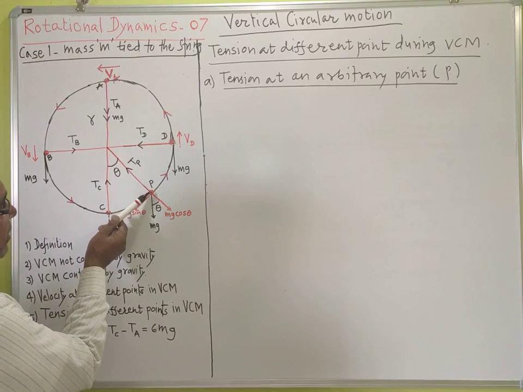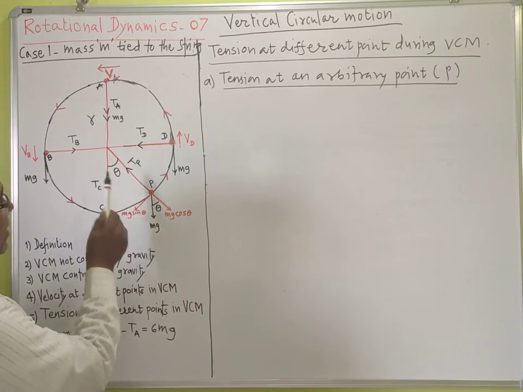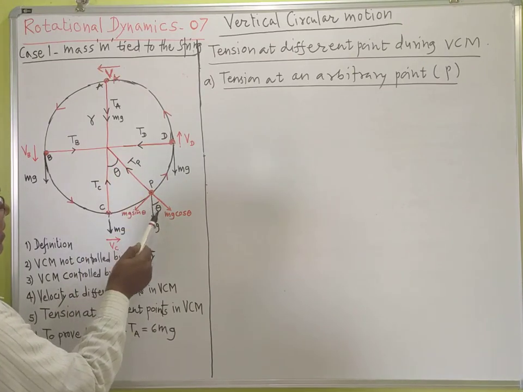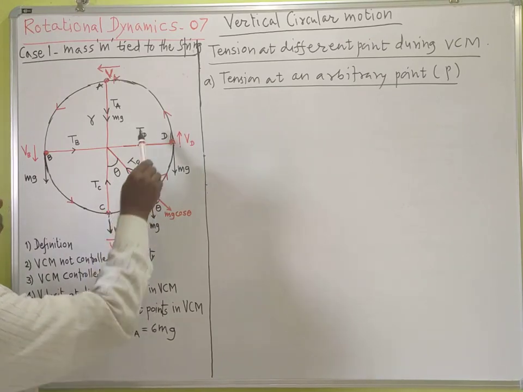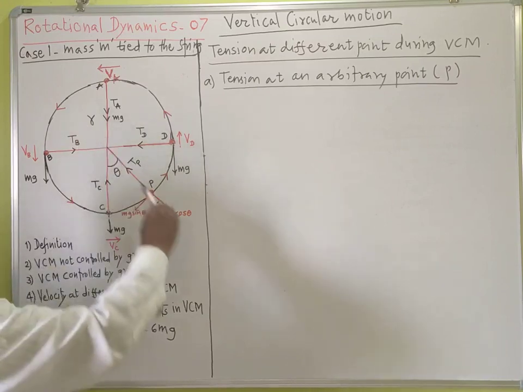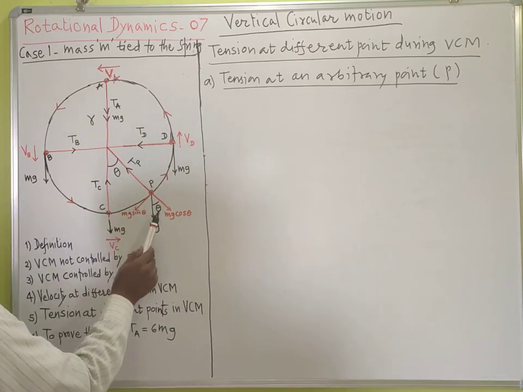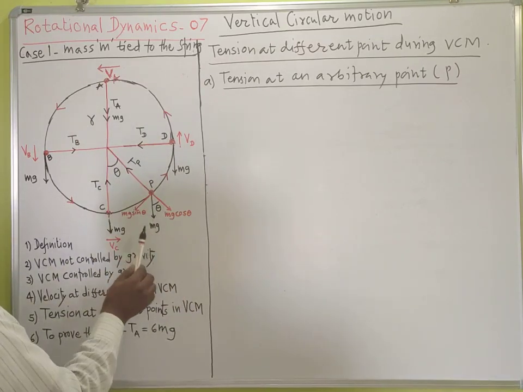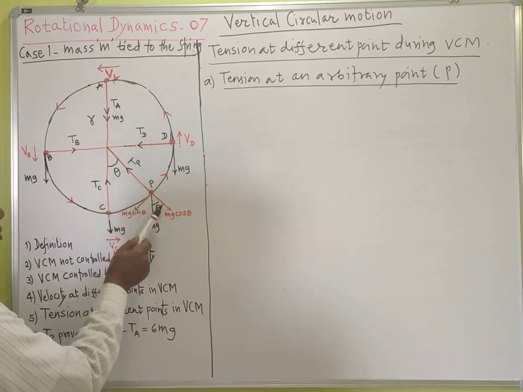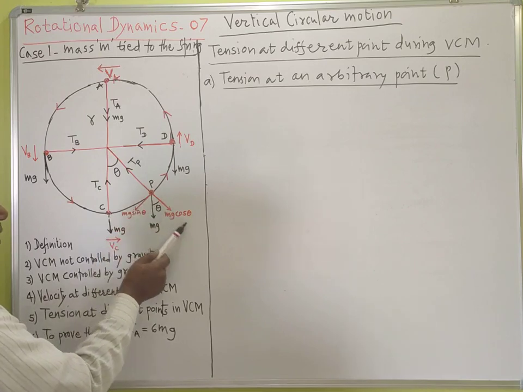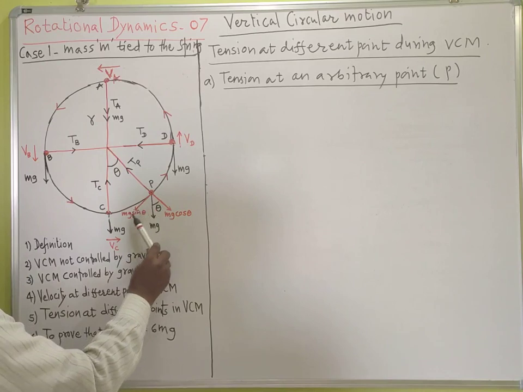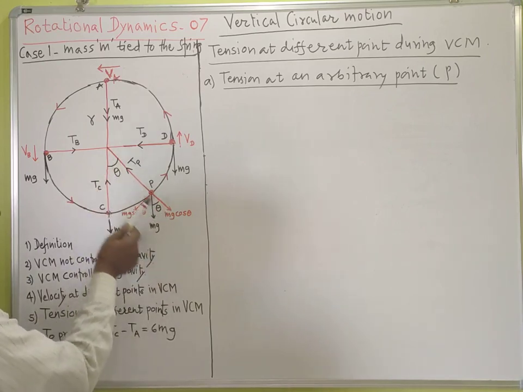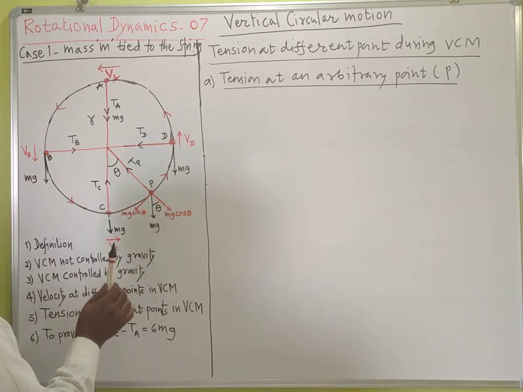One component is mg cos theta. This angle is theta, then this angle is also theta, making use of geometry: two parallel lines like this, and this is a line. If this angle is theta, then this is of course theta. So this mg is resolved into two components. One component is mg cos theta directed outward along the radius, and one component is mg sin theta, which is perpendicular to this line.